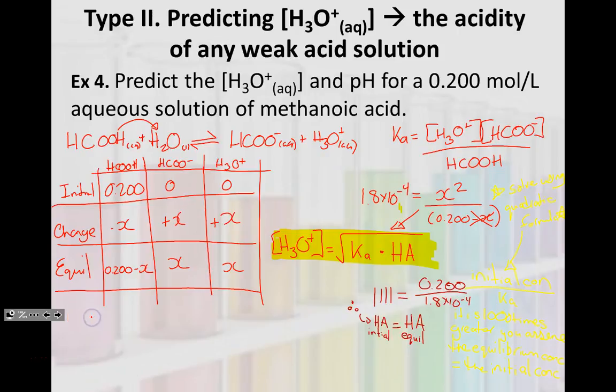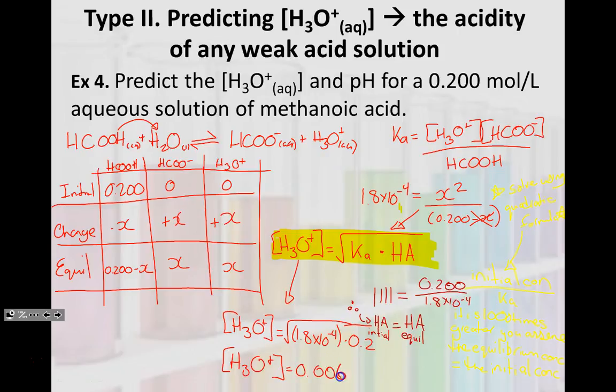Alright, so the hydronium ion concentration is equal to the square root of the Ka, which in this case is 1.8 times 10 to the negative 4, times the HA, which was 0.2. And so if I put that on my calculator, the hydronium ion concentration is equal to, this question has 3 sig digs, so it would be 0.00600 moles per liter.